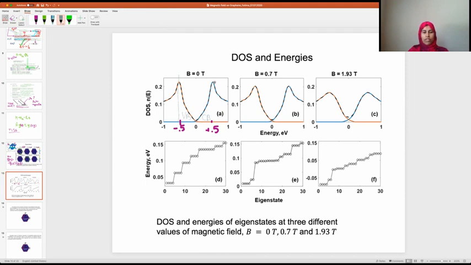Although we have calculated 500 eigenstates and their corresponding energies, as we can see, when the value of the magnetic field is increasing, the energy of the lowest eigenstate is decreasing, and it will continue for higher magnetic field.